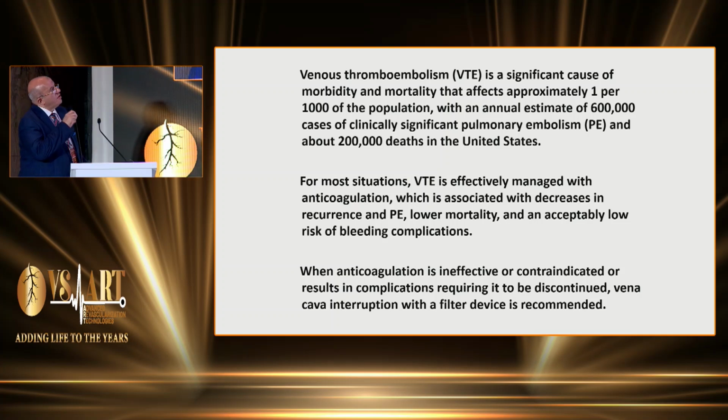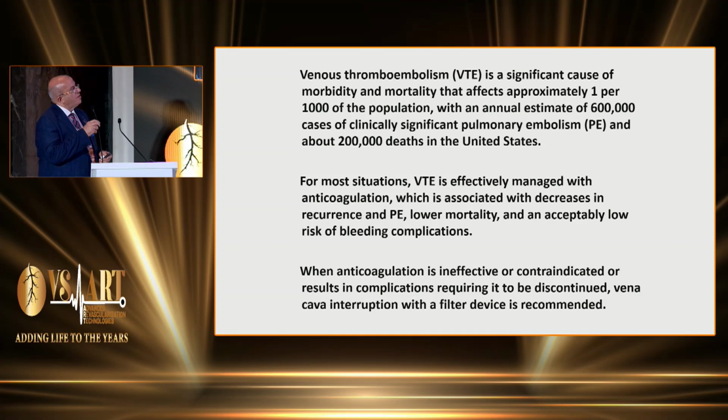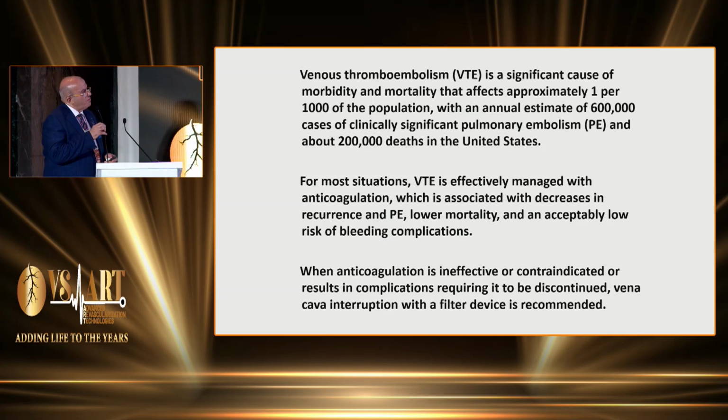Venous thromboembolism is a significant cause of morbidity and mortality that affects approximately one per 1,000 of the population, with an annual estimate of 600,000 cases of clinically significant pulmonary embolism and about 200,000 deaths in the States. For most situations, VTE is effectively managed with anticoagulation, which is associated with a decrease in the recurrence of pulmonary embolism and lower mortality, with an acceptably low risk of bleeding complication.